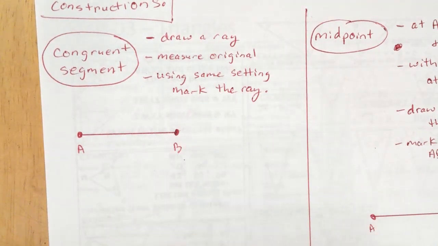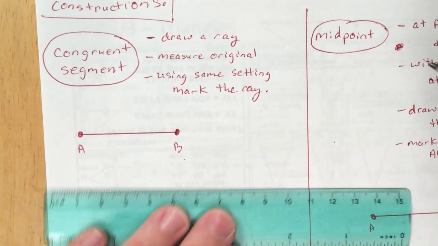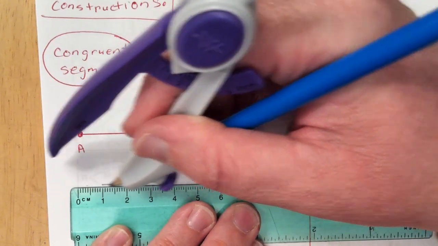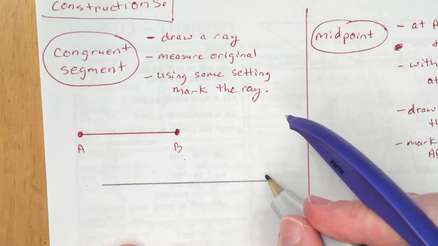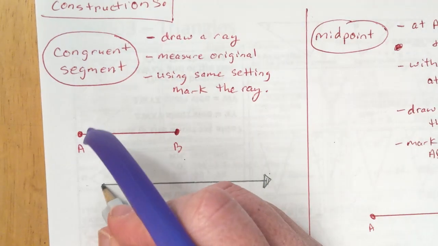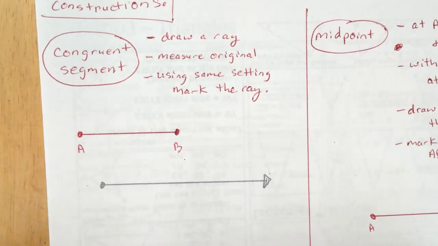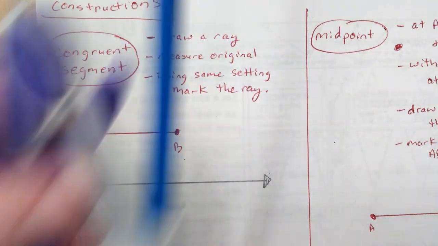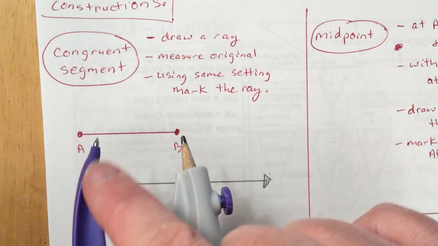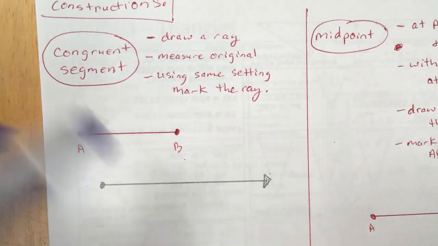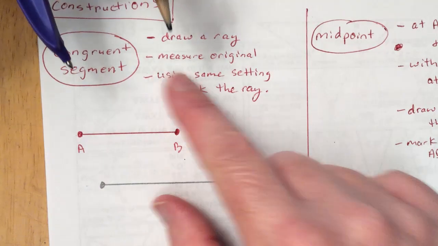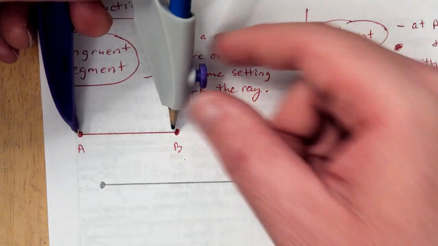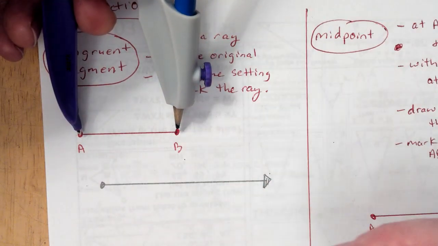Draw a ray. So using a straight edge, we're going to draw a ray. Nice long one. And there's the point that it starts at, right? Okay, then the next step is take your compass, which looks like this, has a needle, just like a compass does. That's how you can remember. All right, so you're going to measure the distance of the original. So the starting point is where the needle is, and the ending point is where the pencil is.